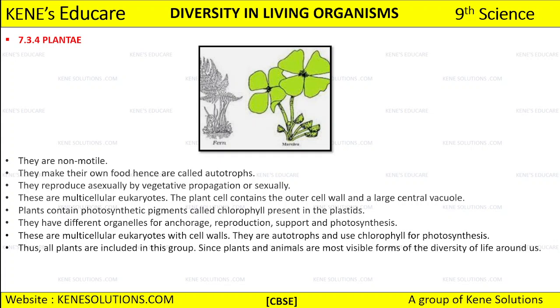You should know this one differentiation: the plants that come under kingdom Plantae are multicellular eukaryotes with cell wall, because plants have a cell wall. But when it comes to animals, they are multicellular eukaryotes without cell wall. What are they? Multicellular eukaryotes without cell wall, okay?